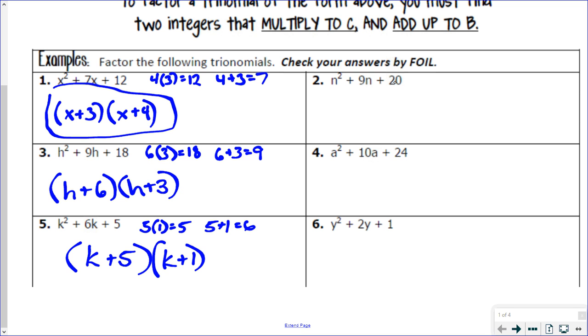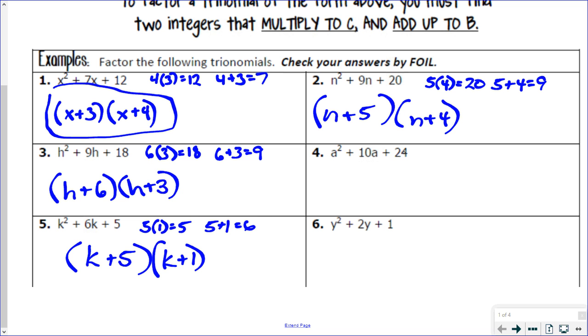All right, what about 20? Multiplies to 20 and adds to 9. The more you do this, the quicker you get at this. If you're having a little trouble coming up with them, just practice it. So 5 and 4. 5 times 4 equals 20, 5 plus 4 equals 9. So it's n plus 5 times n plus 4.